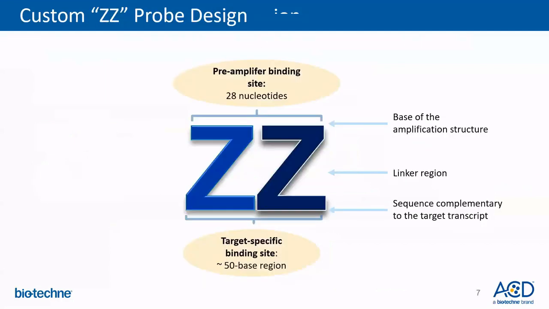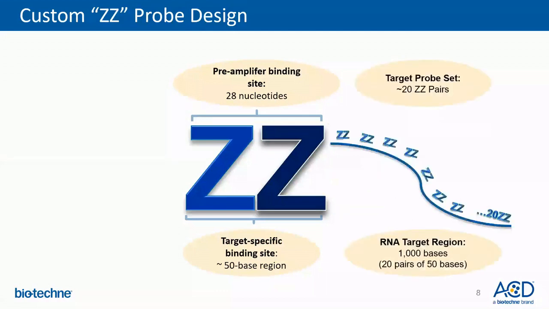The double ZZ probe design is the key feature of RNAscope technology. The bottom of the Z is a 50 base pair sequence that is complementary to your target sequence of interest, whereas the top of the double ZZ serves as a preamplifier binding site where the signal amplification cascade occurs. A standard RNAscope probe is a pool of 20 ZZ probe oligos that cover a 1 kb region of your target sequence, which is selected based on our proprietary probe design algorithm.